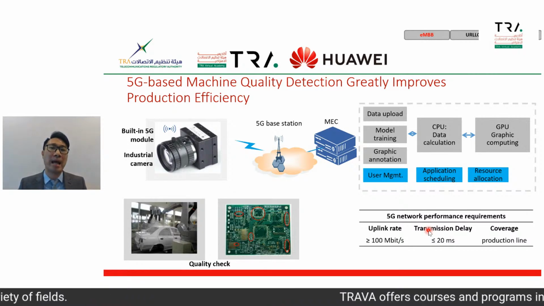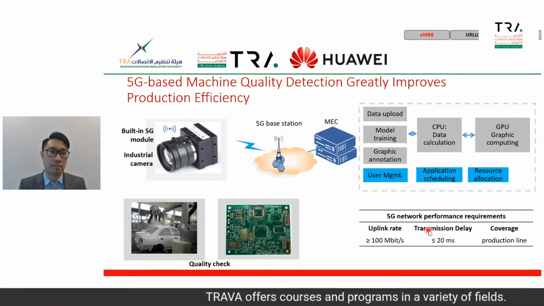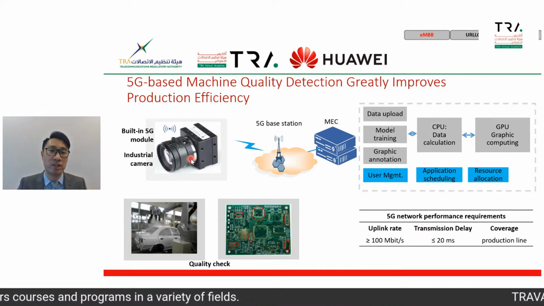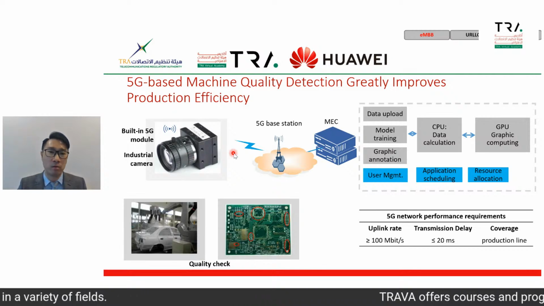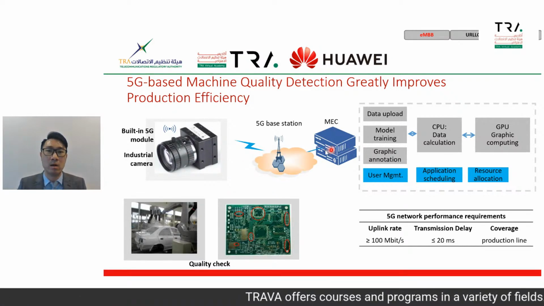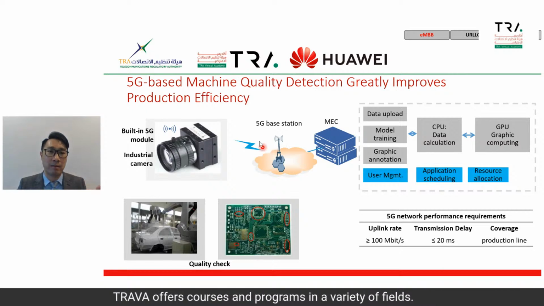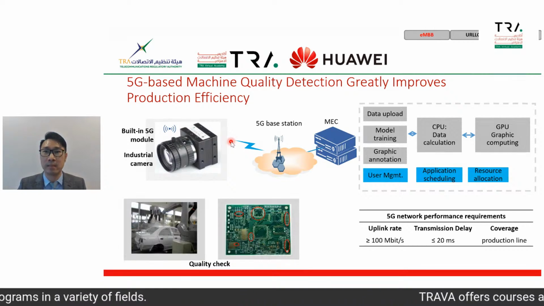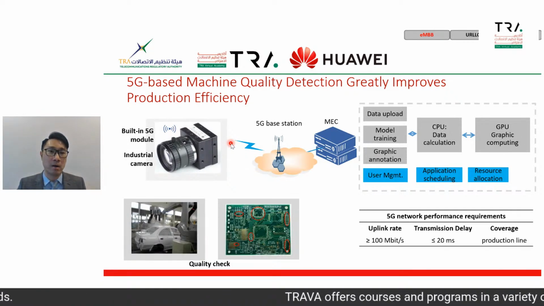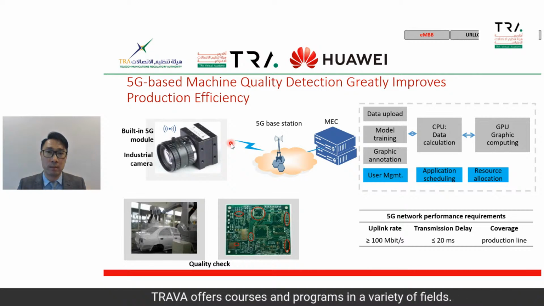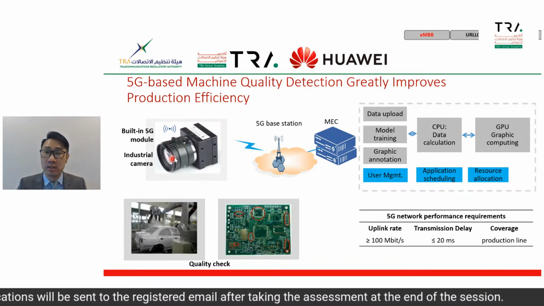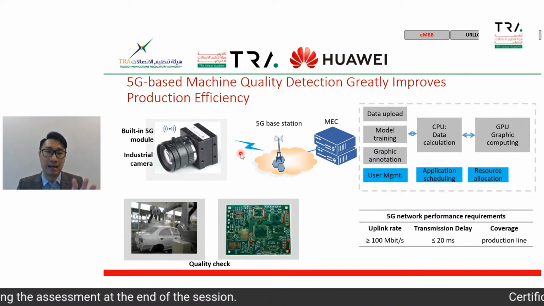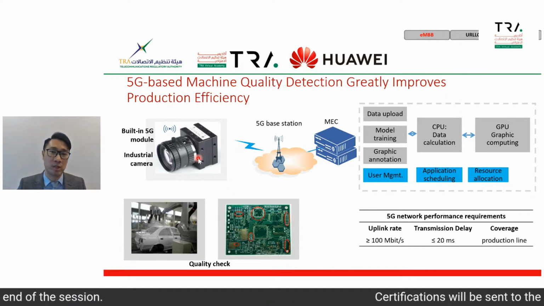So maybe you compare with the current factory setting. Some factories currently also have machine quality detection, but not using 5G, not using the MEC. How they perform this quality detection is by installing a computer at the production line. Maybe one production line will require one computer, and the images will be transferred to the computer there, and the computer will compare and feed back to the camera, to the machine.